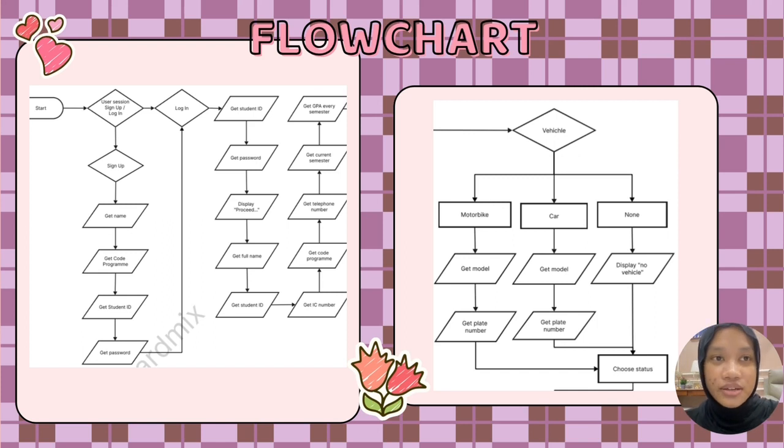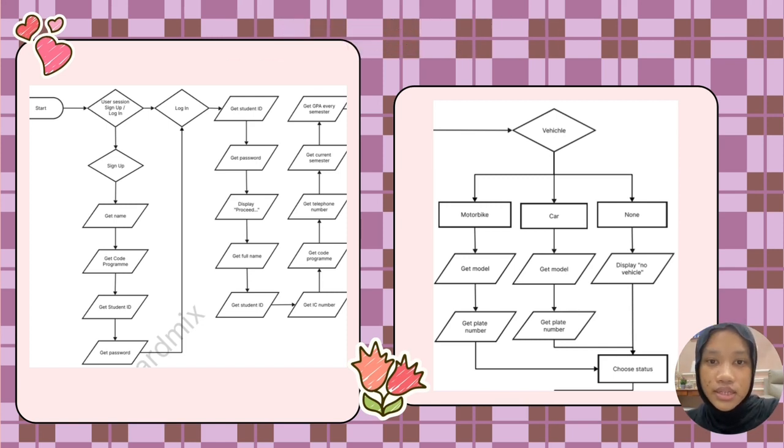Next, we will get the vehicle, either motorbike, car or none. If motorbike, we will get the model, get plate number, same to the car, and if none, the system will display no vehicle. Next, we will go to choose status.